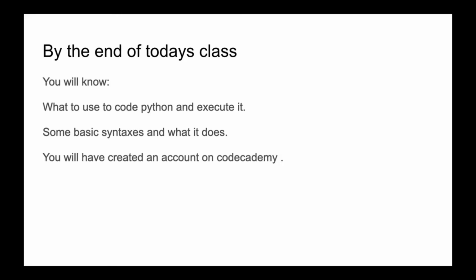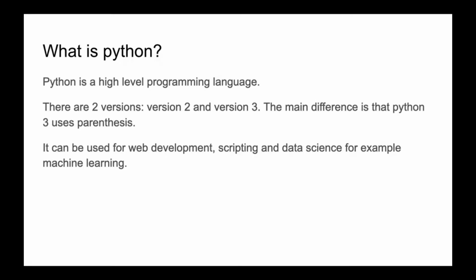So the next slide. By the end of today's class, you will know what to use to code Python and execute it, some basic syntaxes and what it does, and you will have created an account on Code Academy. So what is Python? Python is a high-level programming language. There are more than two versions, but there are two main versions, version 2 and version 3. There are many differences, but the main difference is that Python 3 uses parentheses. It can be used for web development, scripting, and data science, for example, machine learning.